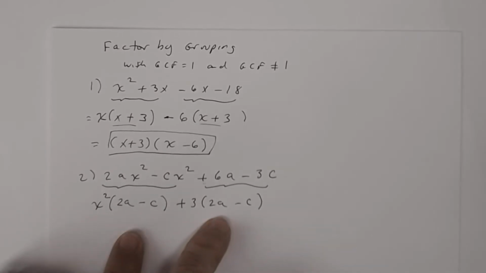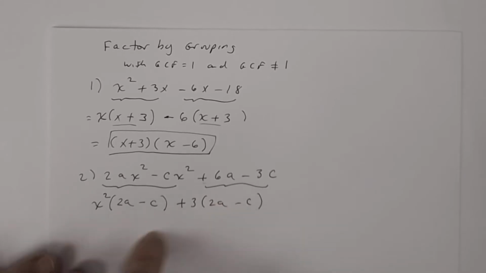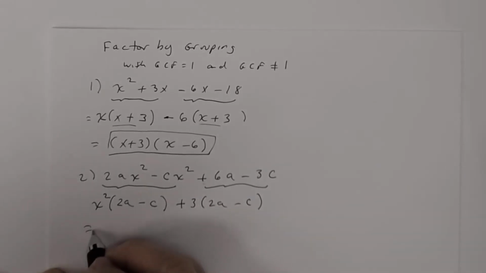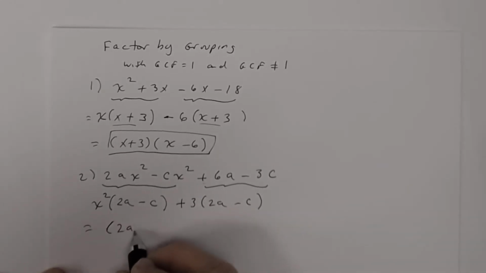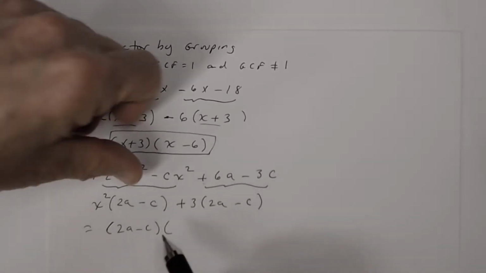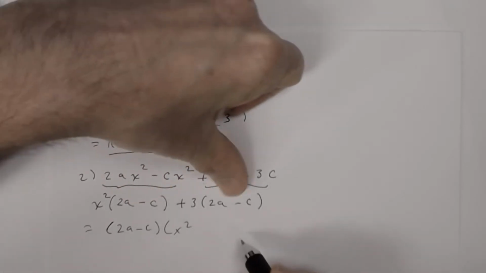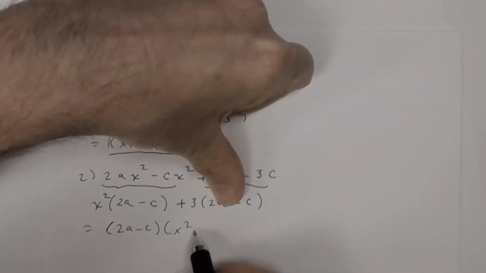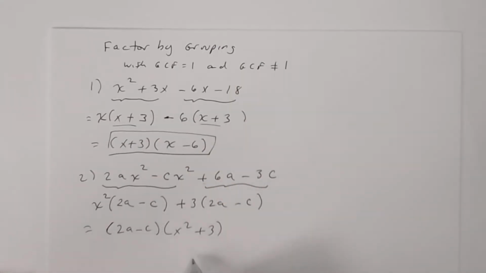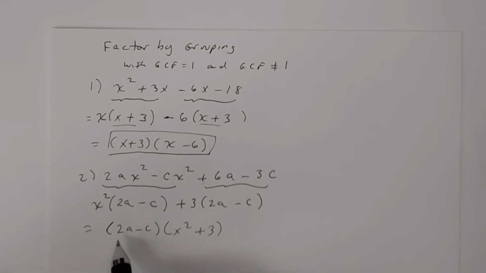So if you look at 2a minus c, the 2a minus c is a factor in both of those. So that means I can factor that out. And so I'm going to get 2a minus c in parentheses times, now remember, you factor out the 2a minus c, you have x squared left. And then you factor out the 2a minus c, you have plus 3 left. And so there's your answer. So your two factors are 2a minus c and x squared plus 3.